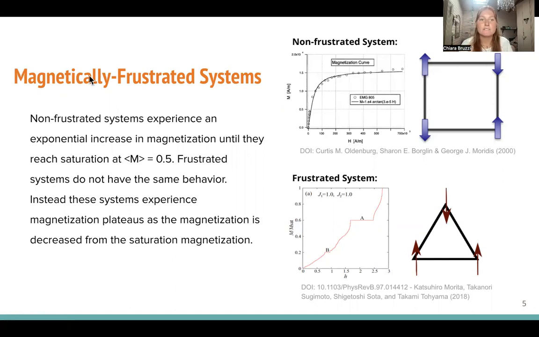This happens for systems where the spins cancel each other out, as you can see by the square here on the top right. For frustrated systems, as you can see by this triangle, the spins do not cancel each other out. So as you decrease the magnetization from its saturation, you encounter these plateaus.